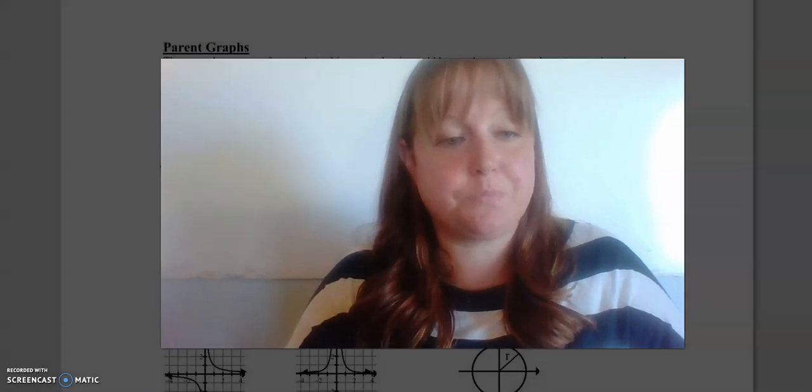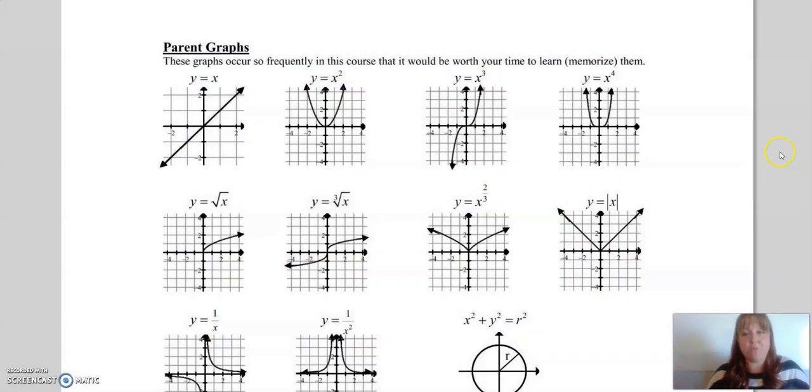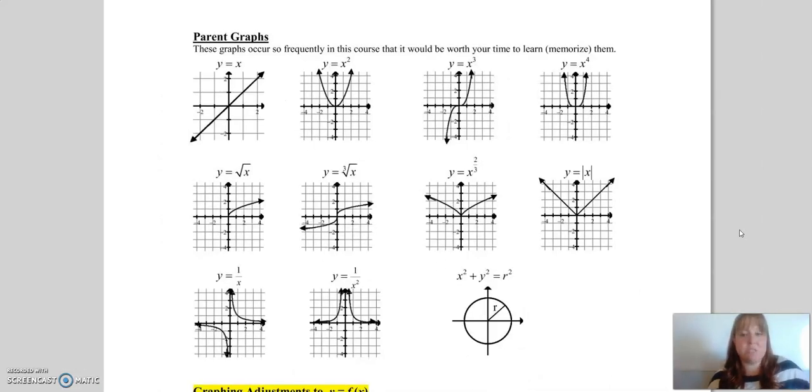Also, in your textbook, there's a great resource talking about what the different transformations do. First off, we'll look at the parent functions. We have a few more parent functions that we talked about before, like sine and cosine. And then there's a new parent function that we didn't really talk about much in pre-calculus, but it's not that bad. Just remember this one, x to the 2/3.